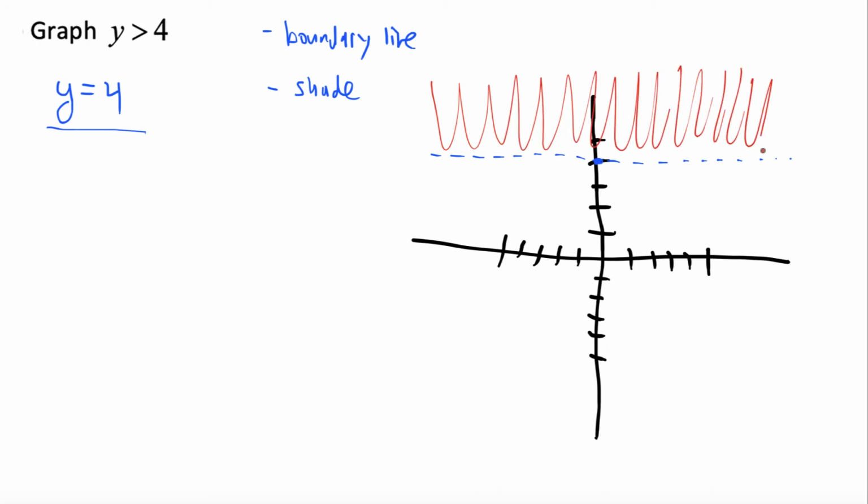And remember, the shading is the key, right? The shading represents all the points that are solutions to this inequality right here. Now let's think about that, right? Let's look at this ordered pair, for example, (4, 6). You notice that, well, wait a minute, the x doesn't really matter, but since y is 6 and it's certainly greater than 4, that's why we shade this side, because every point on this side of the line is going to be a solution.